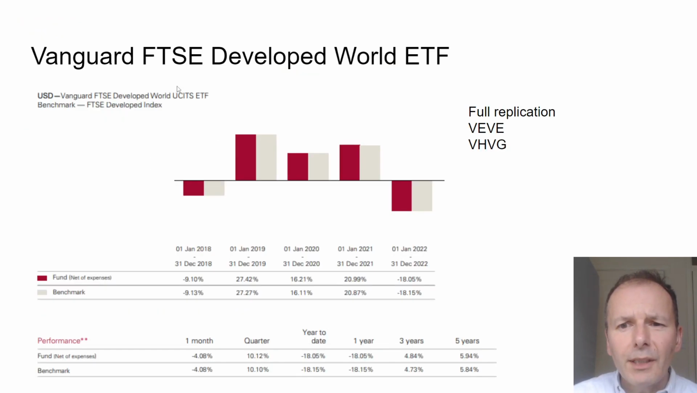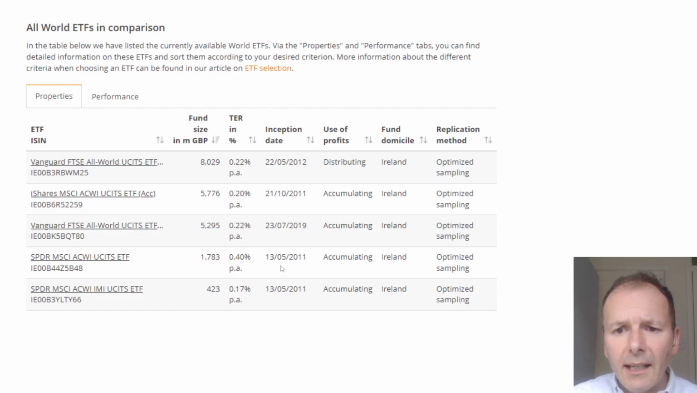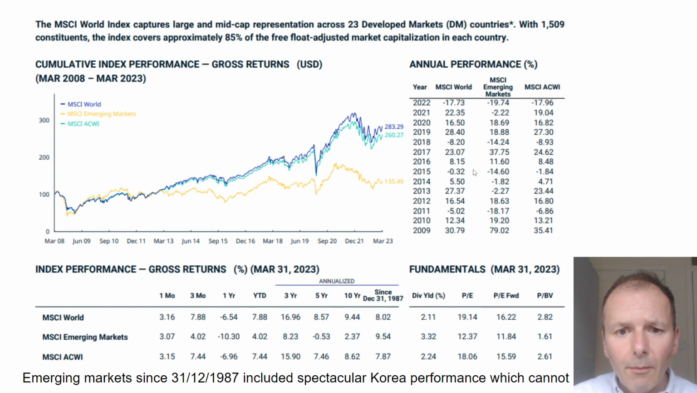So for the Vanguard FTSE Developed World, this has full replication, so it passes the sniff test. Tickers are VEVE or VHVG for the accumulating version, and we do actually have a positive tracking difference. So this one, if you're a Vanguard fan, this one is okay. Here's some other ETFs and what's going on with them, with all the different indices, the ACWI fees, not too bad, and then they're all optimized sampling.